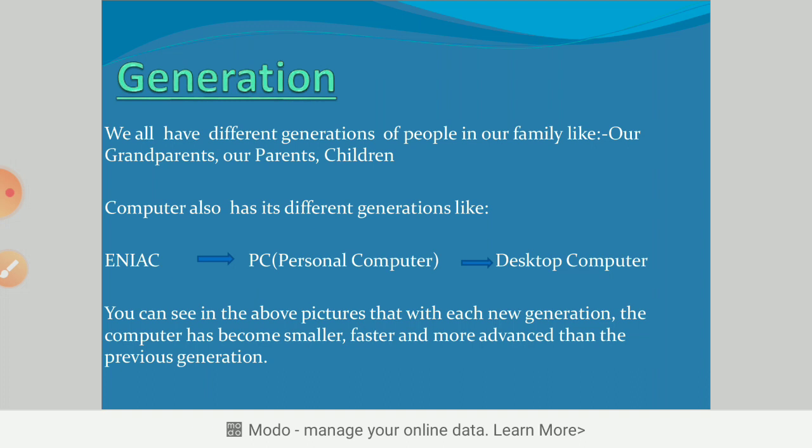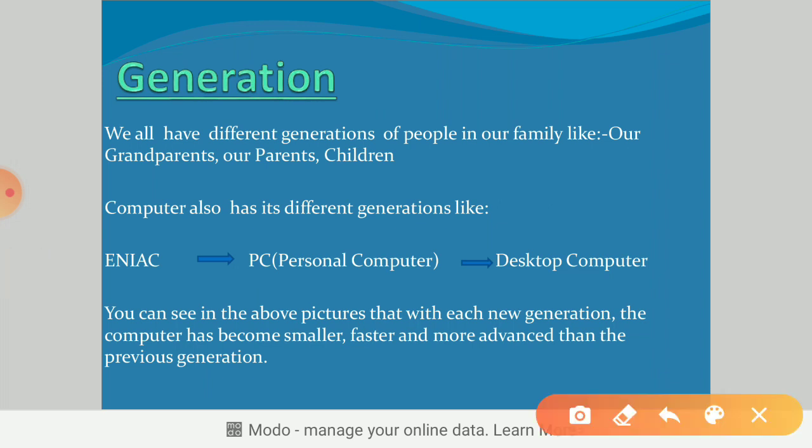Dear students, we all have different generations of people in our family, like our grandparents, our parents, and children. So computers also have different generations like ENIAC, PC, personal computers and desktop computers. So you can see in the above that with each new generation the computers have become smaller, faster and more advanced than the previous generation.